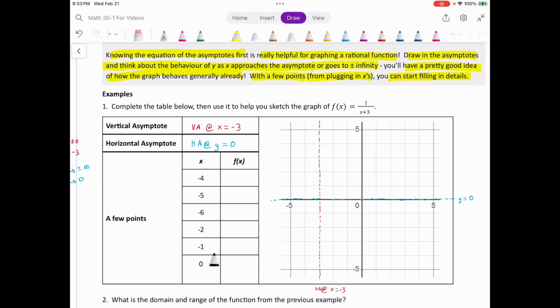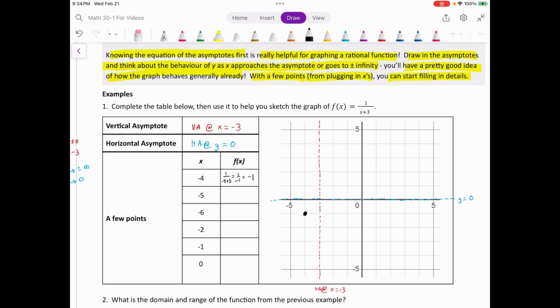I suggested some points here just for the sake of ones that I happen to know will work out nicely. So if we put in -4 for x, then f of x, right? I mean, it's just 1 over -4 plus 3, which is 1 over -1, which is -1. So for this graph, when x is -4, y is -1. So x is -4, y is -1. It's kind of where we predicted it would end up.